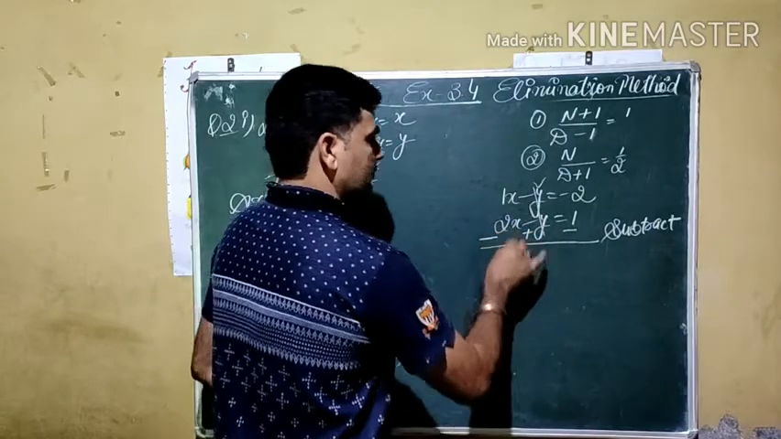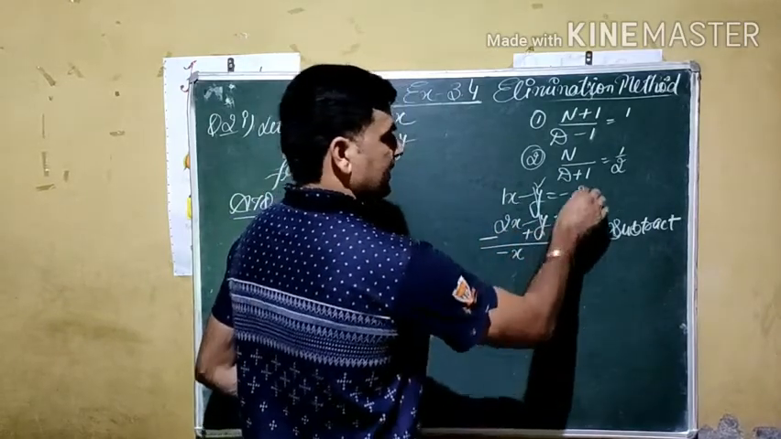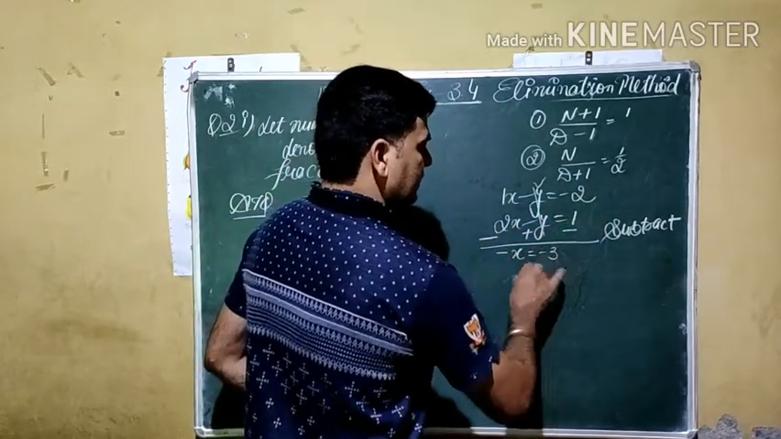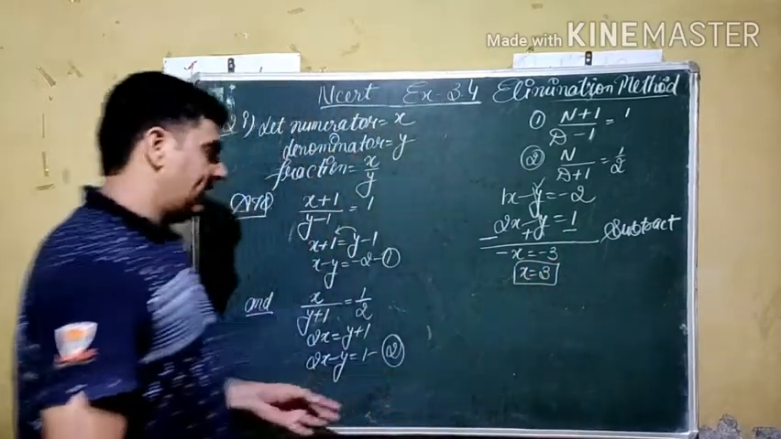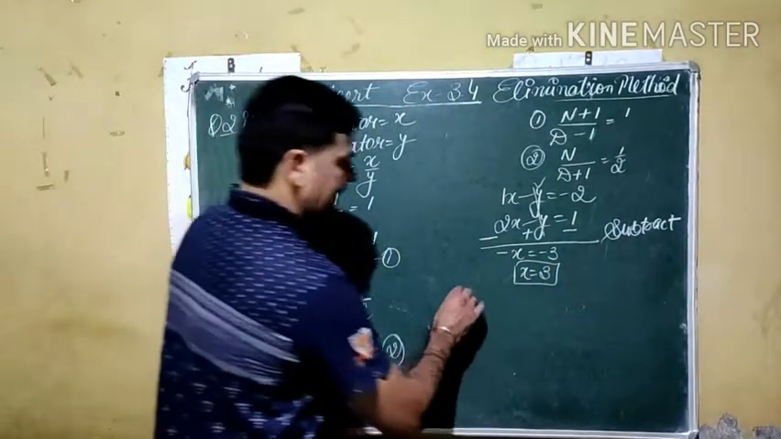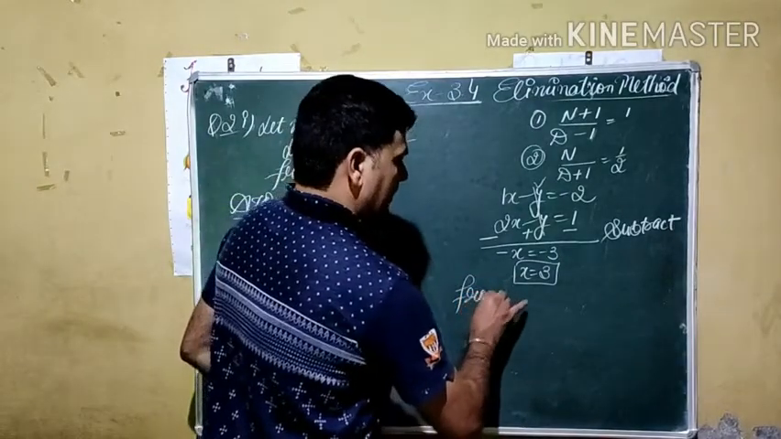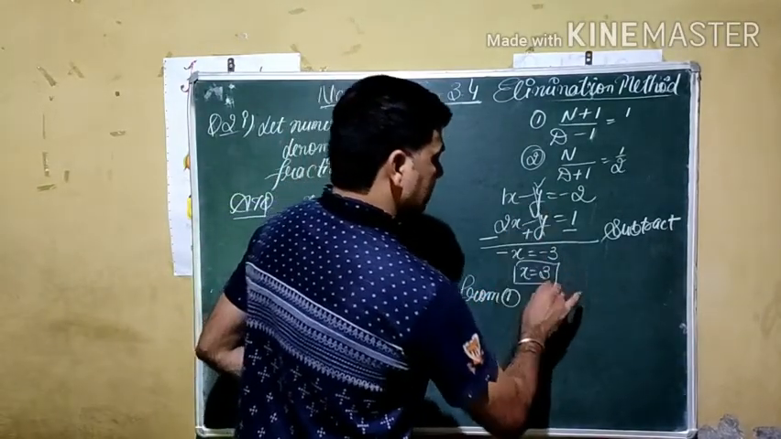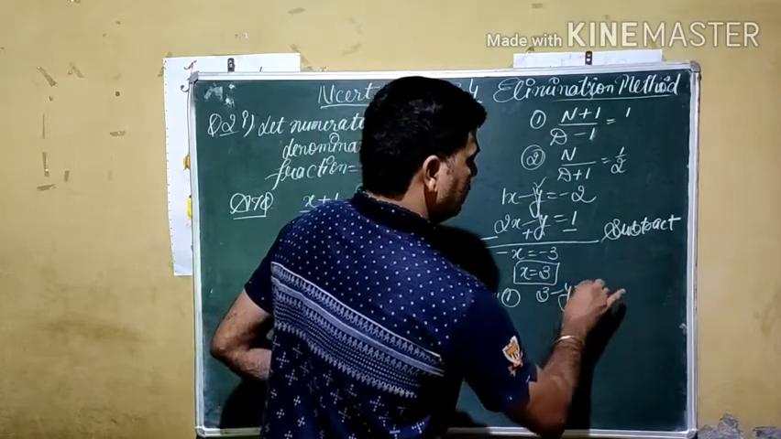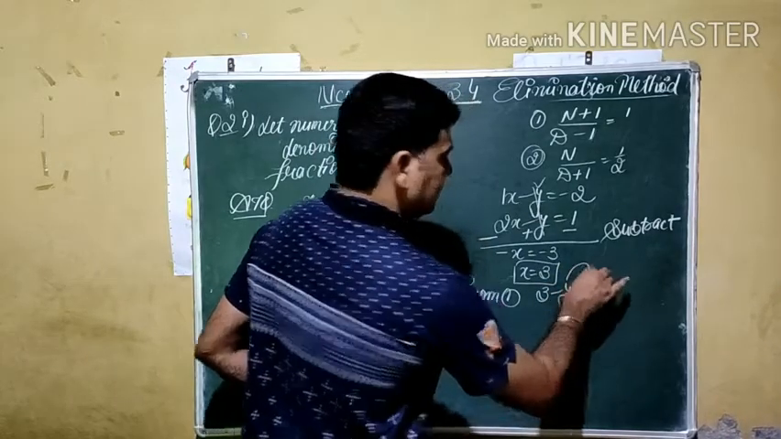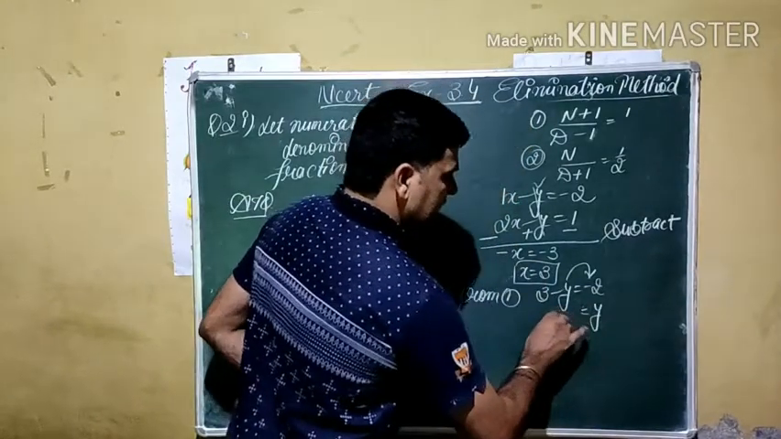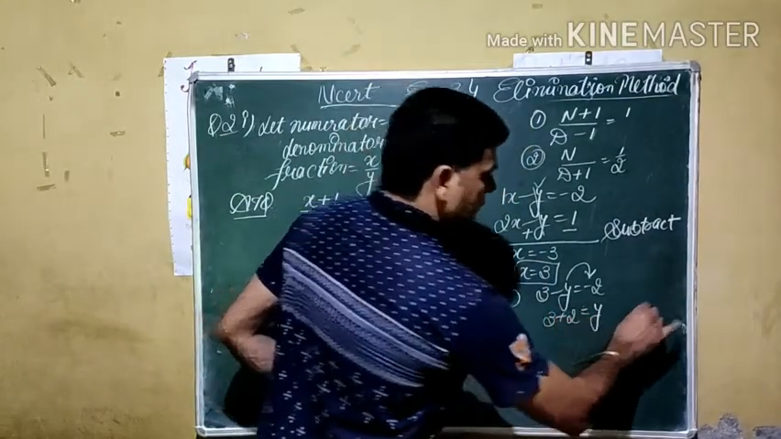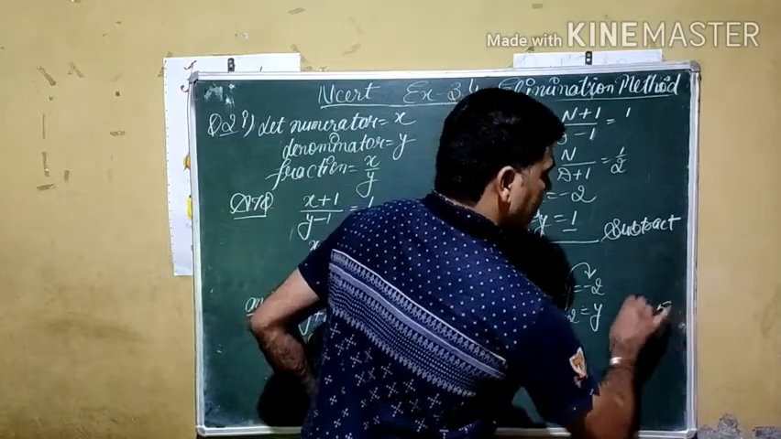1 times x minus 2 times x becomes minus 1 times x. The right side becomes minus 3. So the value of x comes out 3. Using the value of x in equation 1, x replaced by 3, y with no change, is equal to minus 2. Shifting y to the right side to make it positive, and shifting 2 to the left hand side, it also becomes positive. So the value of y comes out 5.